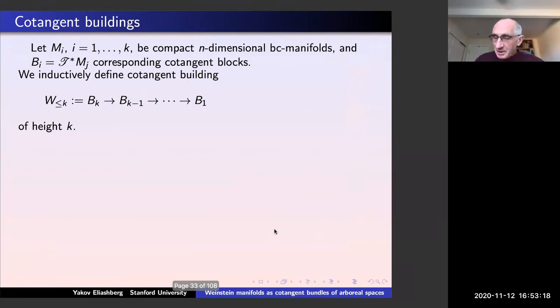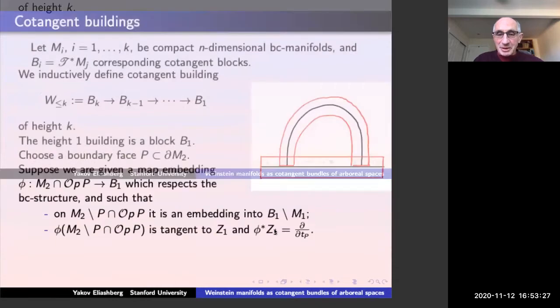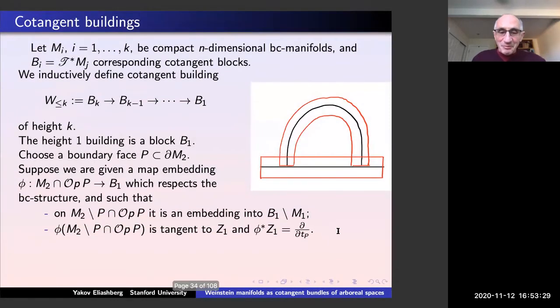And I'm really suffering here, because I expected that I would draw a picture, but I didn't draw enough of them in my file. I drew something, but not good enough. Okay, so what is a cotangent building? You take an ordered set of cotangent blocks. For instance, if you take a building of height one, then this is just a cotangent block.